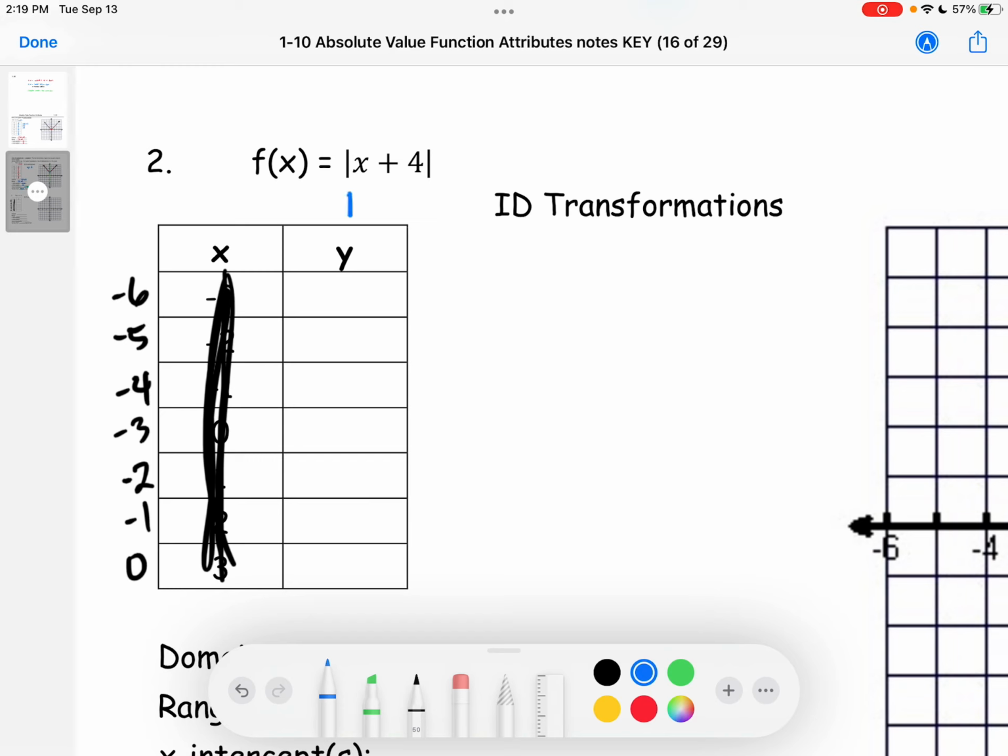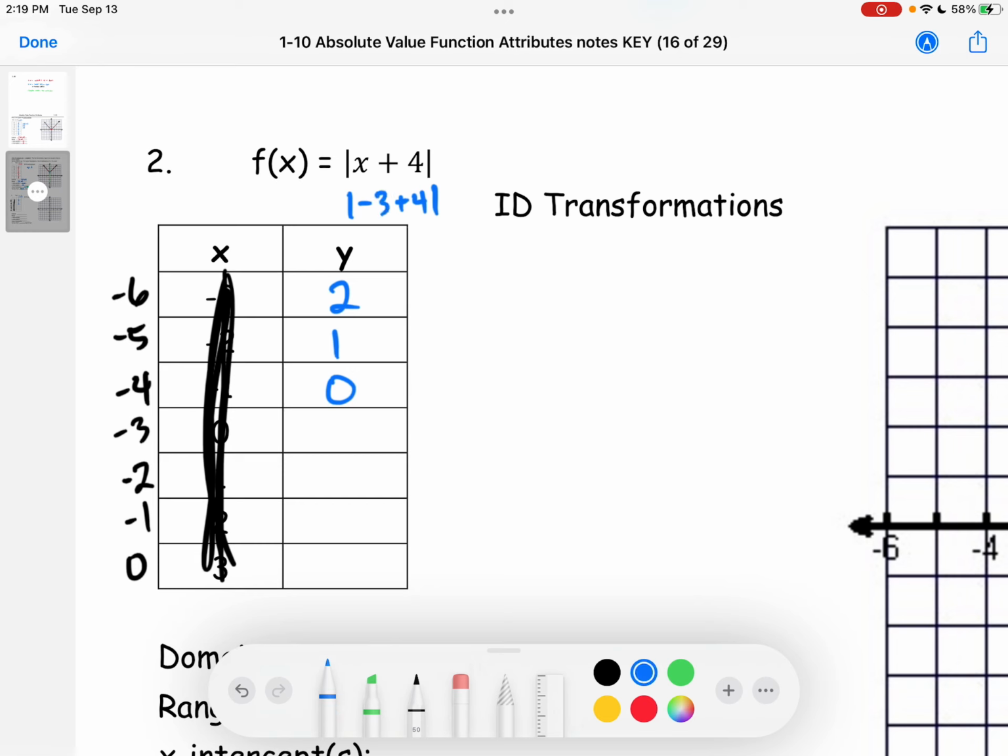All right, so we've got absolute value of -6 plus 4. Well, -6 plus 4 is 2. The absolute value of 2 is 2. On the next one, we plug in -5, and it becomes -5 plus 4. Okay, -5 plus 4 is -1. The absolute value of -1 is 1. When we plug in -4 right here, -4 plus 4 is 0. Absolute value is 0.